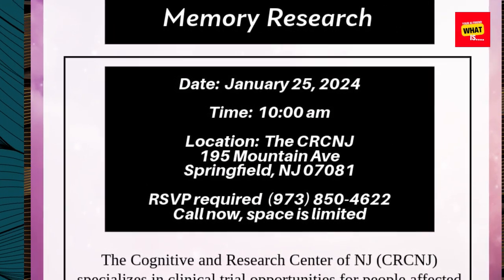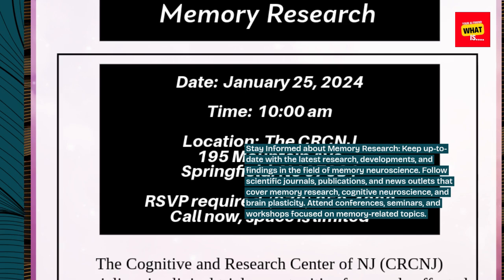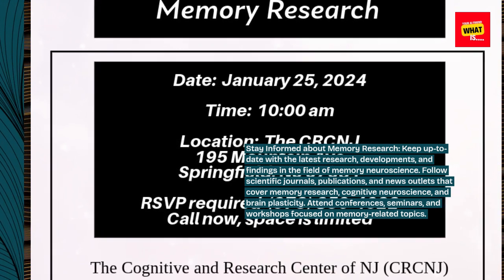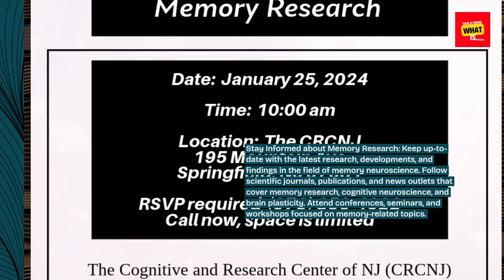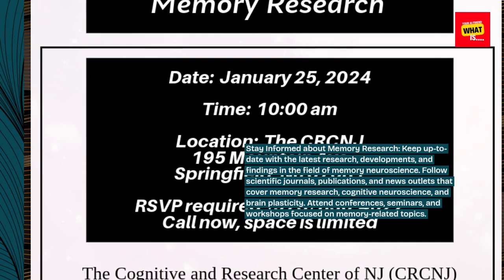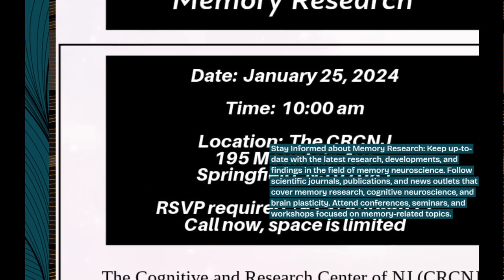Keep up to date with the latest research, developments, and findings in the field of memory neuroscience. Follow scientific journals, publications, and news outlets that cover memory research, cognitive neuroscience, and brain plasticity. Attend conferences, seminars, and workshops focused on memory-related topics.